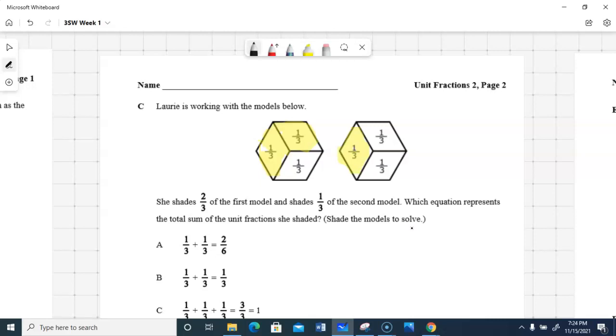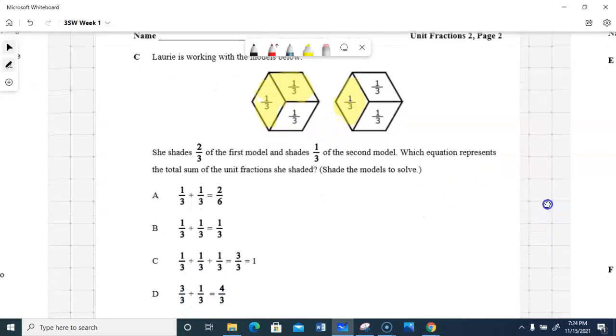So we have some answer choices here. The first one says that 1/3 plus 1/3 equals 2/6, and that's not a correct statement. Whenever we're adding fractions that have the same denominator, the denominator always stays the same. So 1/3 plus 1/3 doesn't equal 2/6. It would actually equal 2/3. Okay, but that does not represent the amount that she shaded.